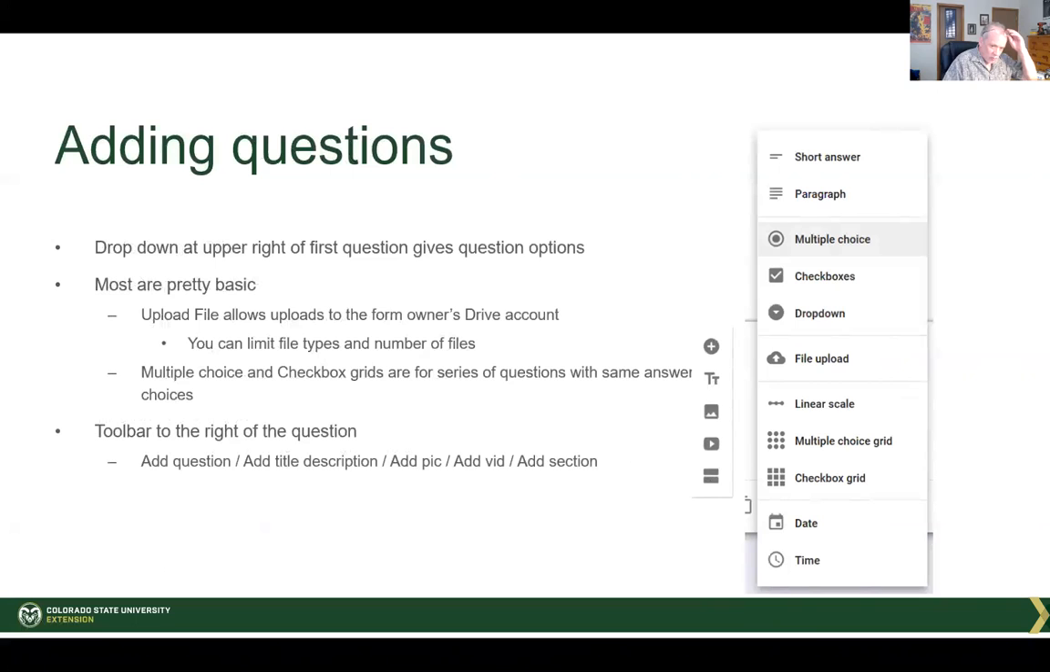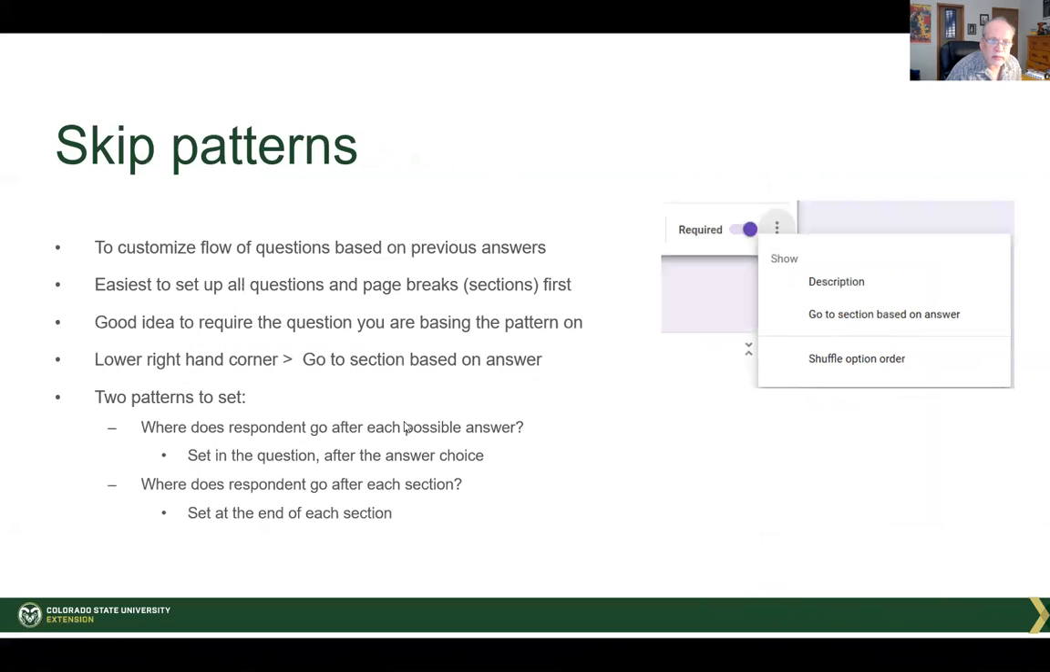So let's go back. Let's actually go one more slide into this, and then we'll return. Because we're going to be working with skip patterns today. This customizes the flow of questions based on the previous answers by that respondent. The easiest way to do this, and we'll do this next, is to set up all your questions and your sections. And when I say sections, I'm primarily talking about page breaks. Set those all up first, then go back and set your skip patterns.